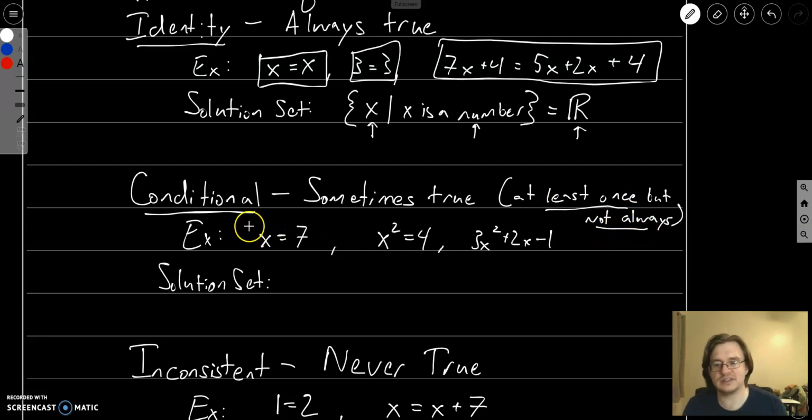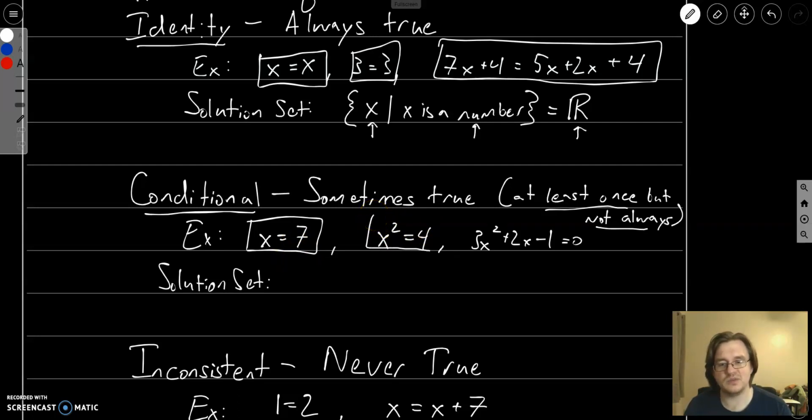The first example is one that's pretty clear. This is true if x is equal to 7, but if x is equal to 4, it's not true. So it's at least true for one value and it's false for another value. And it's clear that here there's only one solution. This is only true when x is equal to 7. It's not true for anything else.